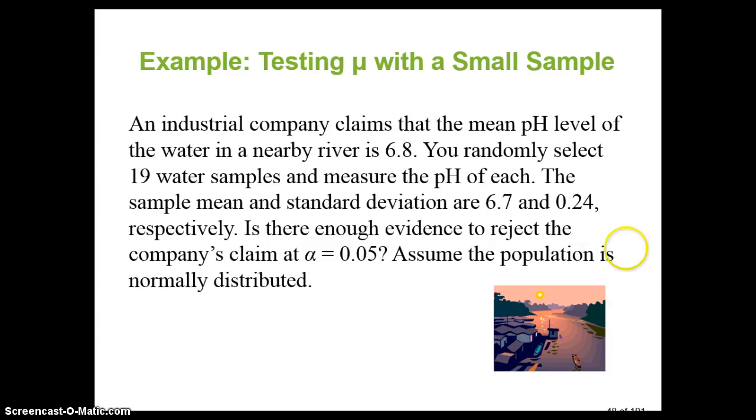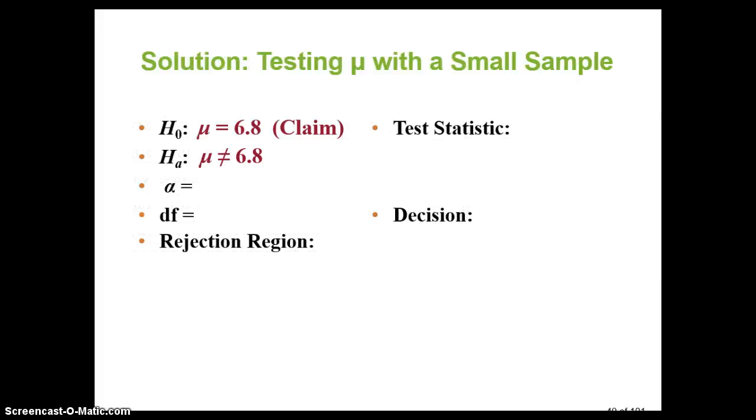So here they're saying that we think the mean pH is 6.8. So basically, our claim here is that the mean, or mu, equals 6.8. The opposite of that would be that the mean is not 6.8. So our hypothesis test is going to test to see if the mean is actually bigger or smaller than 6.8. The alpha level they told us in the problem was 0.05, and the degrees of freedom is sample size minus 1. We took 19 samples of water, so therefore we have 18 degrees of freedom.